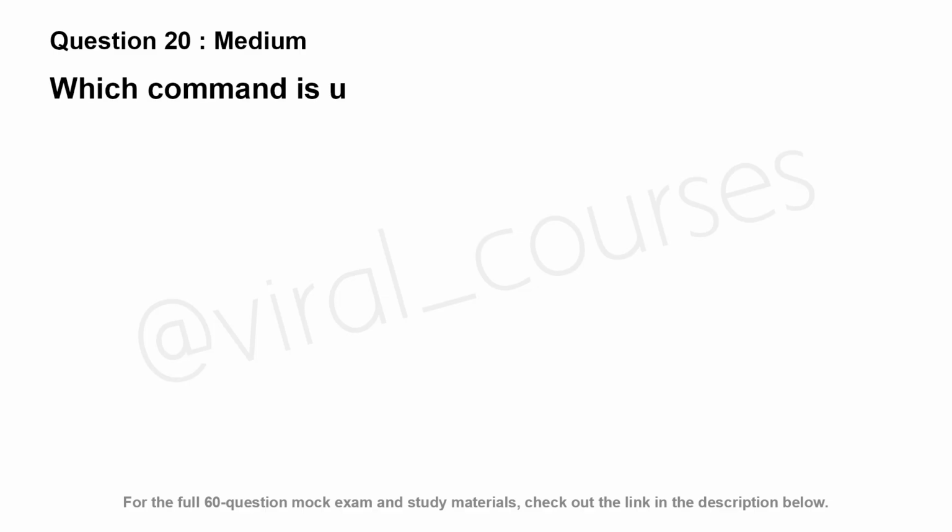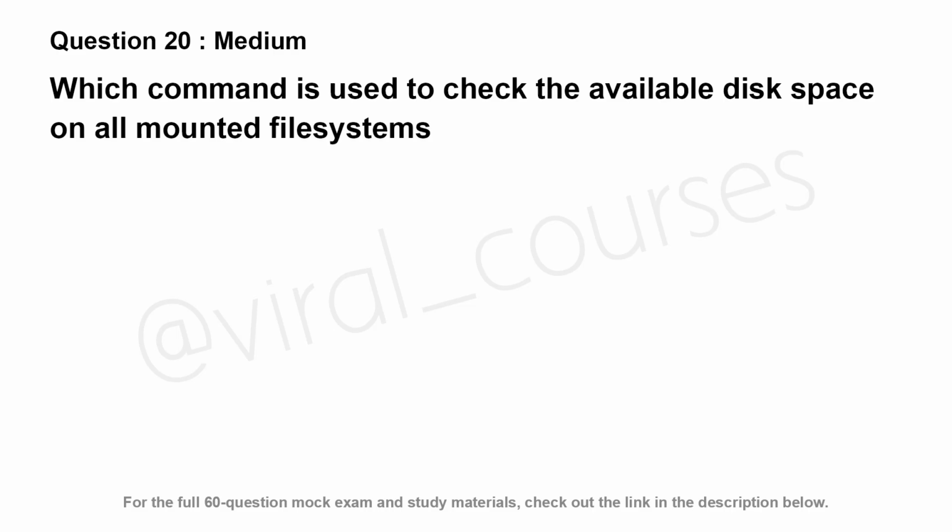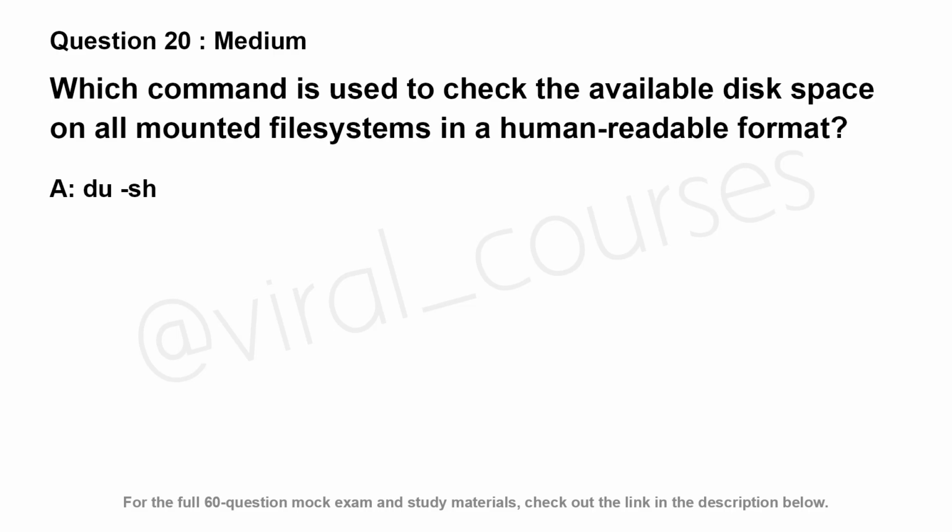Which command is used to check the available disk space on all mounted file systems in a human-readable format? Option A, du -sh. Option B, df -h. Option C, lsblk. Option D, fdisk -l.